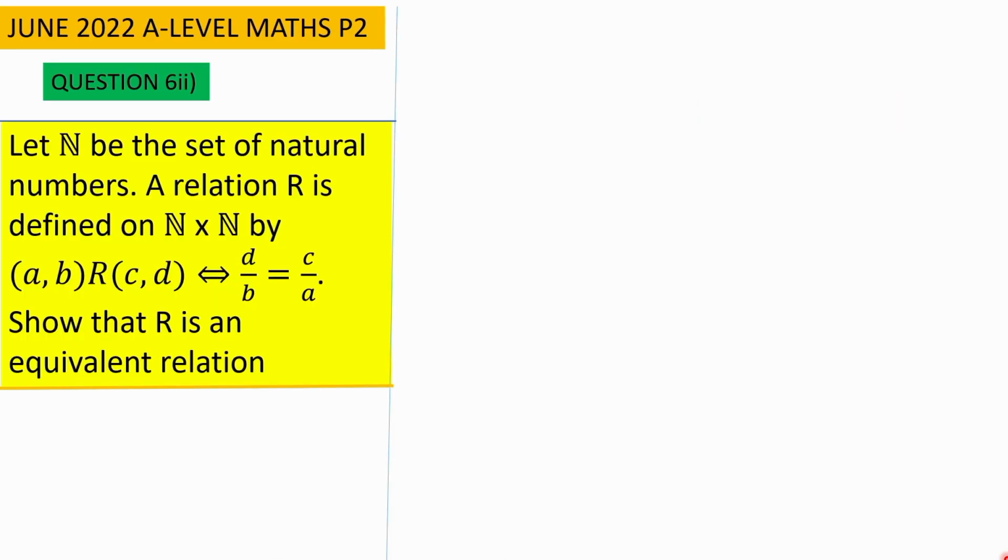So the question reads: let N be the set of natural numbers. A relation R is defined on N by (a,b) R (c,d) if and only if d/b = c/a. Show that the relation is an equivalence relation. So show that R is an equivalence relation.